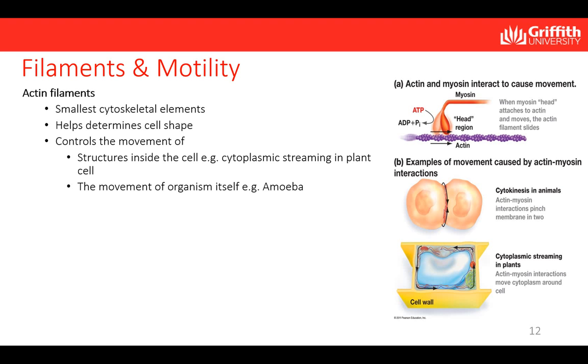The actin filaments are the smallest cytoskeletal elements inside the cell, and they help determine the cell shape. Actin and myosin act to control the movement of structures inside the cell. For example, the cytoplasmic streaming or movement of cytoplasm around the cell in plants.